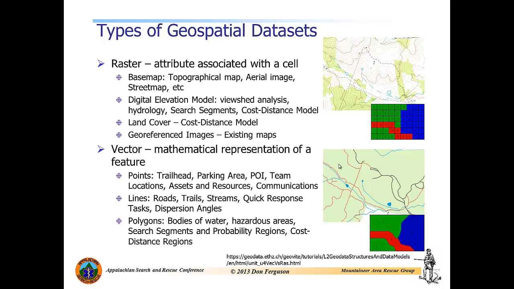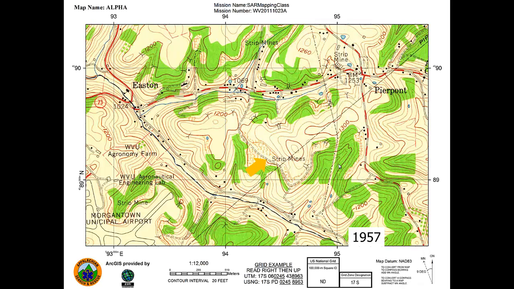So let me give you a quick example of why this would be relevant and why it's important from just a situational awareness standpoint. So here's a topographical map, and we're going to focus on this area that I have highlighted here with an arrow. This is a topographical map from 1957. So if we were going to do a search in this area, this is what we may have in order to make our decisions.